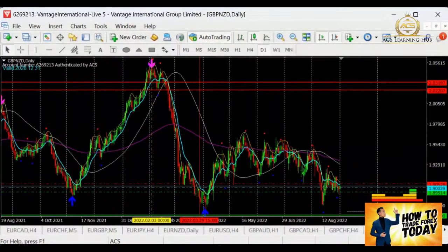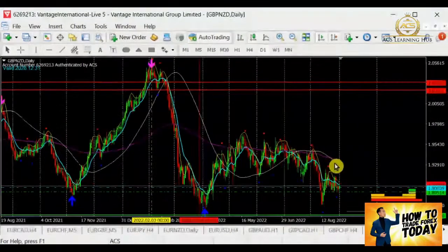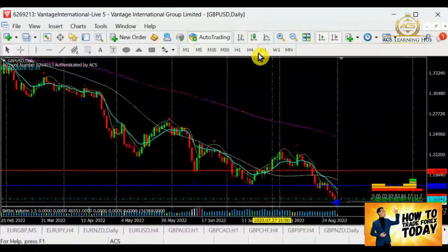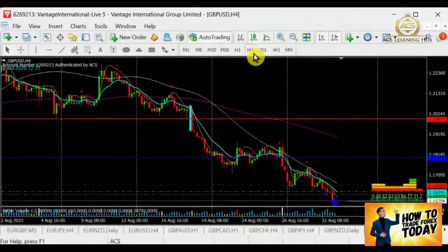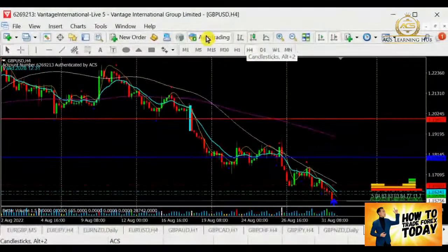At this point, Pound Dollar. Let's move to Pound Dollar. With Pound Dollar, we have been pushing down lower. A lot of people are talking about Pound Dollar maybe facing the same fate as Euro Dollar. So we will take a look at how it is.